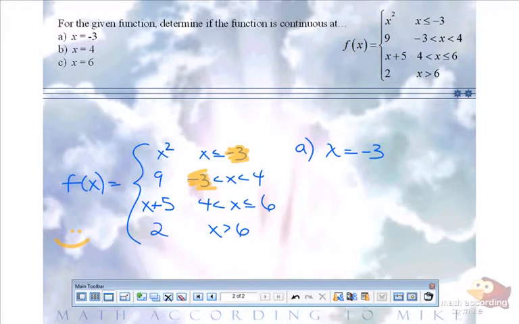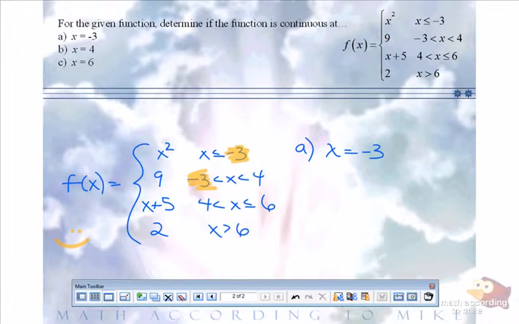Anyways, notice the -3 is referred to by 2 different functions, x squared and y equals 9. If we were to plug in -3, because this would be on the left, I apologize. This one's on the left because this is all the values to the left of -3, and at equal to -3. So the left-hand limit would occur when we plugged in -3 into this function. What would we get? 9.